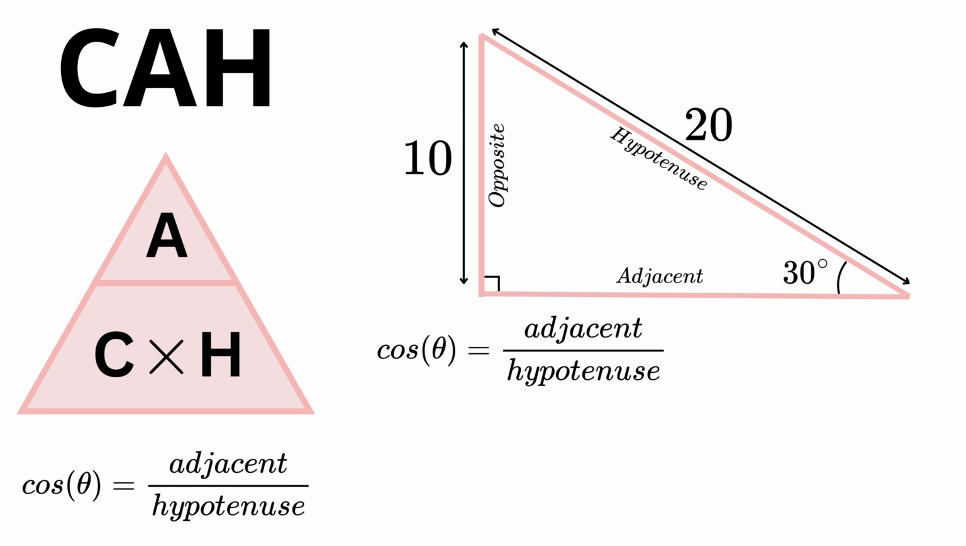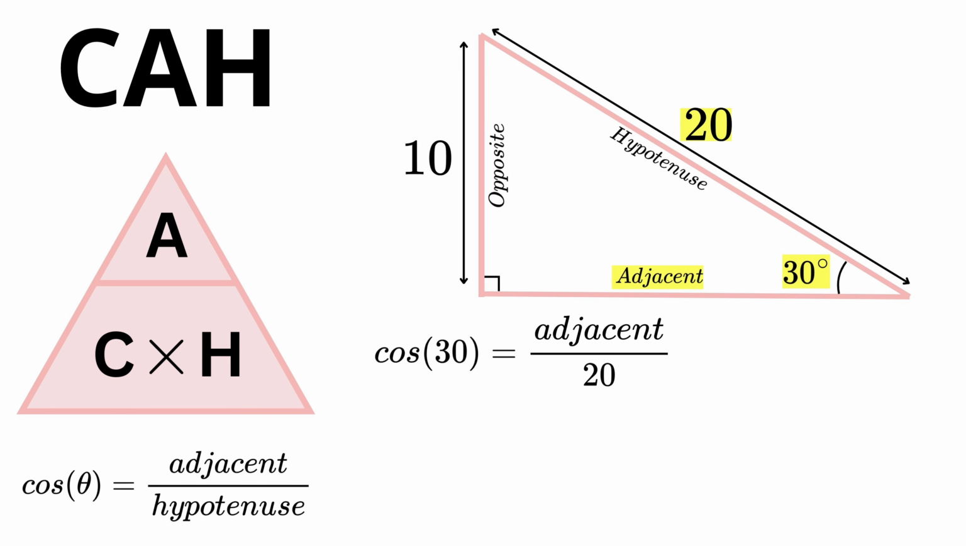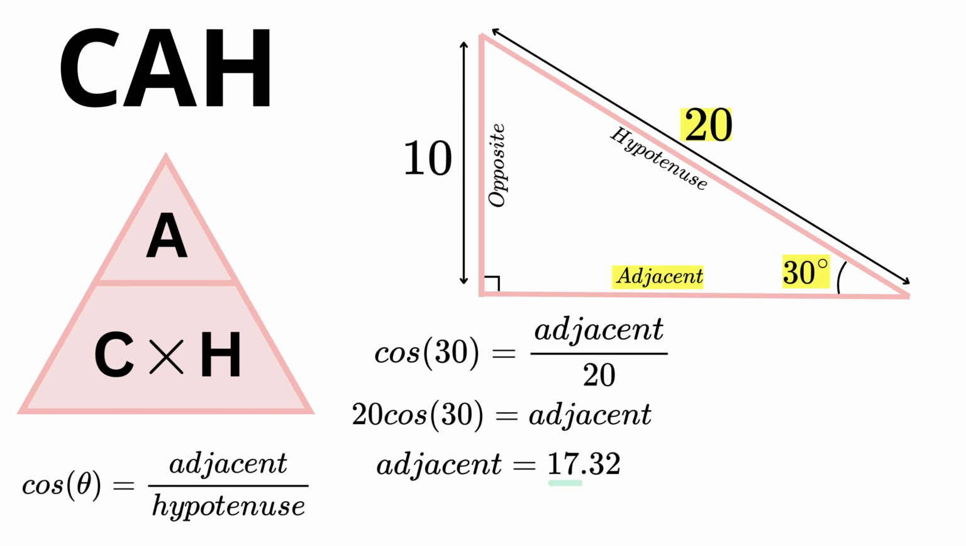We know from before that theta is 30 degrees. The adjacent is the side length that we're trying to figure out, and our hypotenuse length is 20. So putting those numbers into our equation, it reads cos 30 equals the adjacent divided by 20. Multiplying both sides by 20, we find our adjacent is 17.32 meters long.